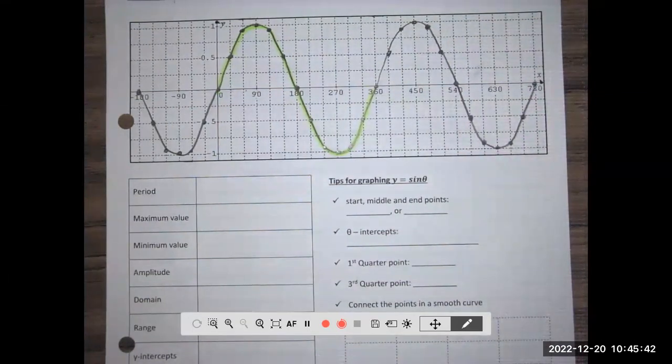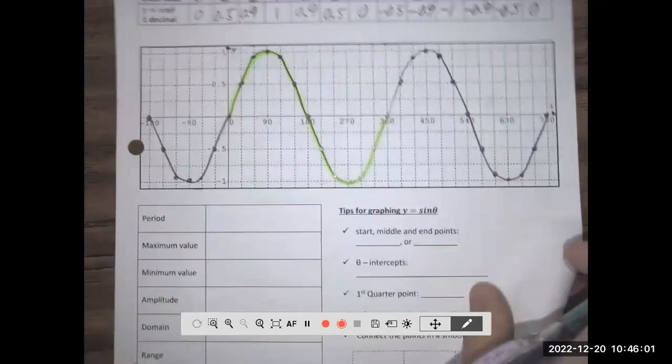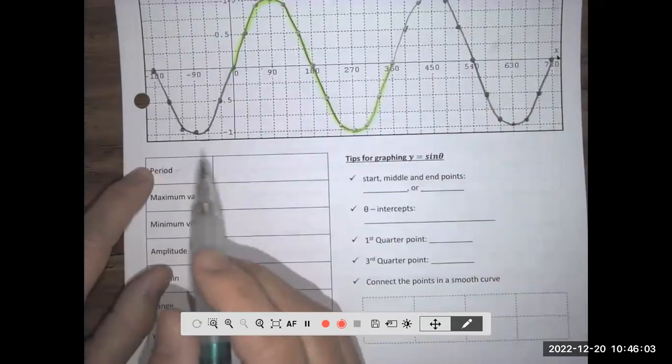You guys done? Yeah? Okay. Pause. Are we good with that? Okay. Let's actually try and put some of our graph characteristics here. So how many degrees? So now we're going back to degrees.